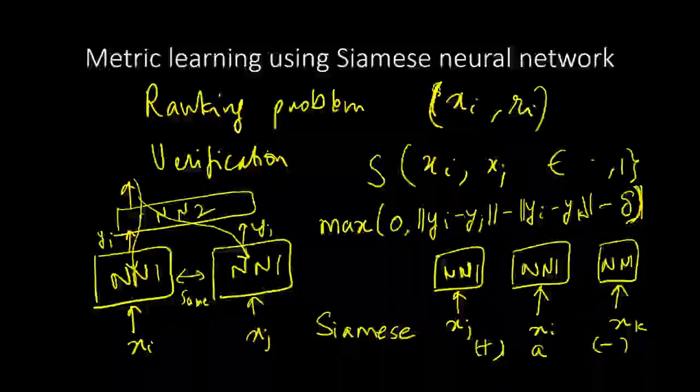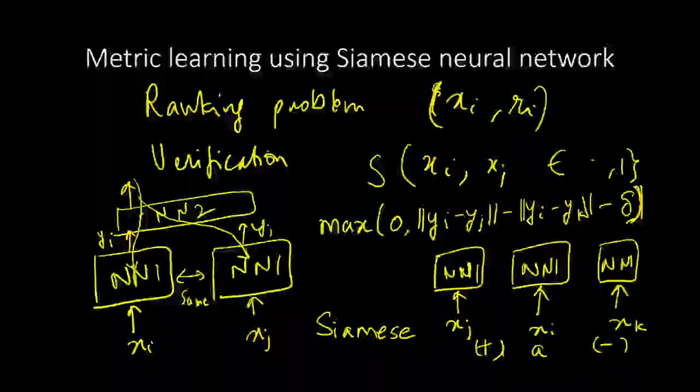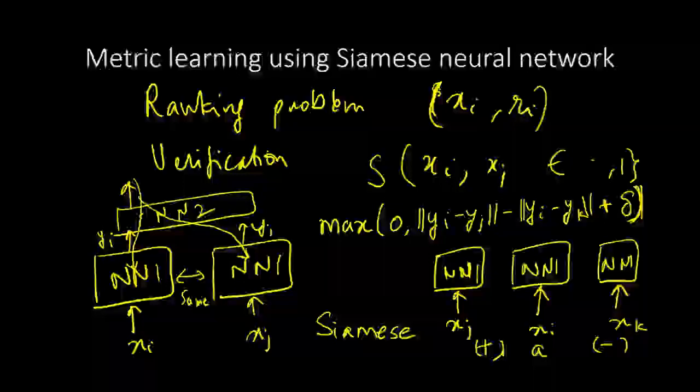Now imagine if your yi minus yk is very large, and it is at least delta larger than yi minus yj, then there is going to be no loss. Yeah, sorry, it's going to be plus here. Yeah, now this is correct. So we can use neural networks in that way also to do things like ranking or verification.